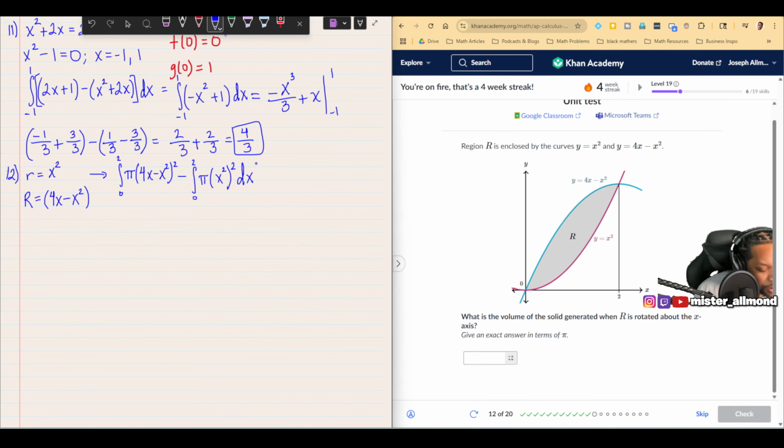Pi times the outer radius squared. I forgot my dx. Minus the integral from 0 to 2 of pi times the inner squared.